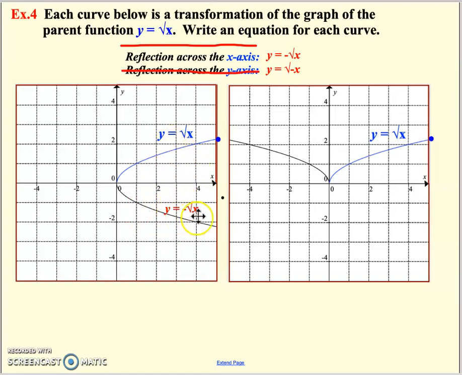Again, when you reflect over the x, you make the entire function negative. Reflection over the y-axis, this would be the equation for this graph. And when you reflect over the y-axis, you make the x value negative.